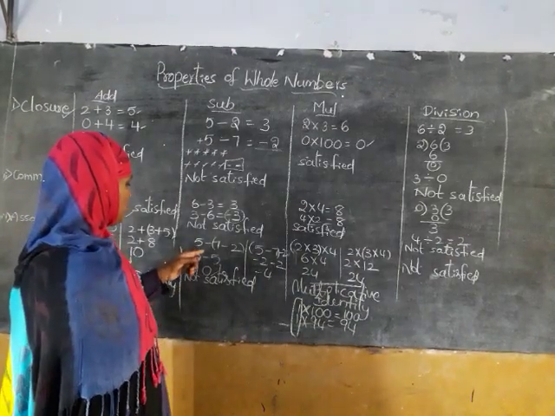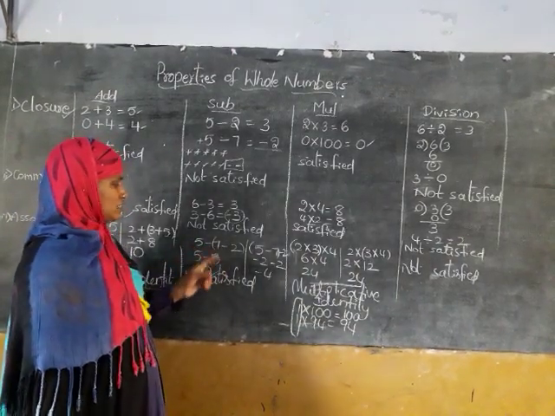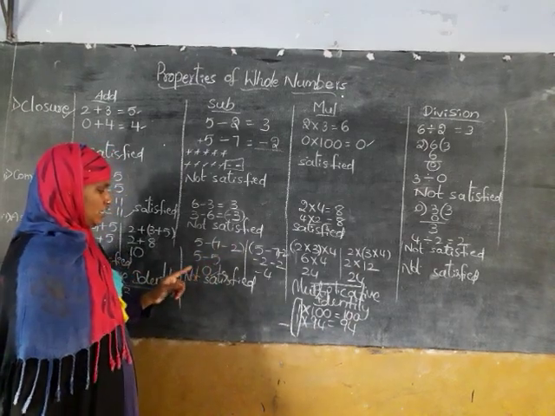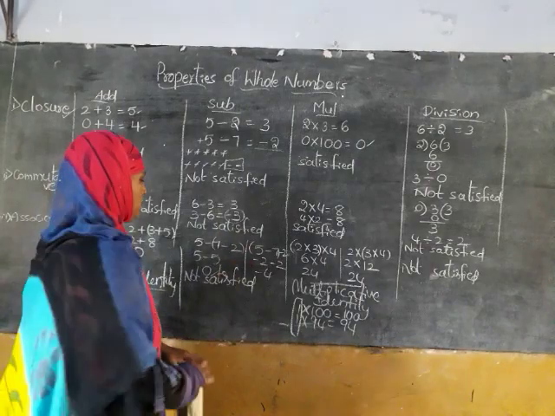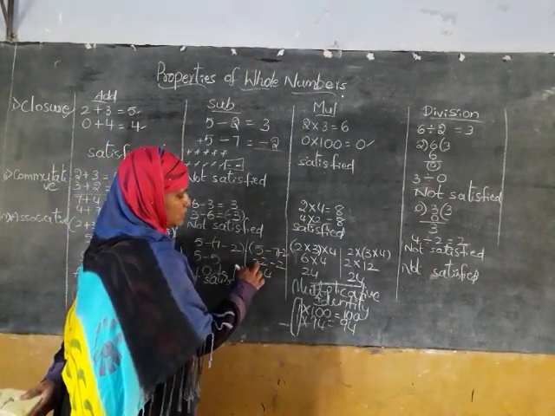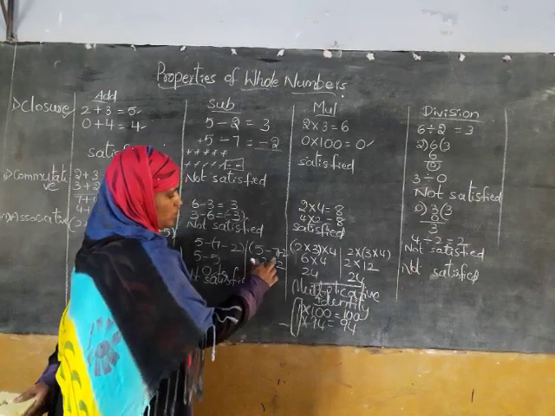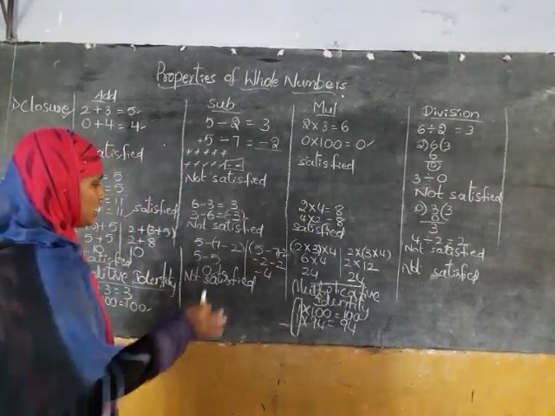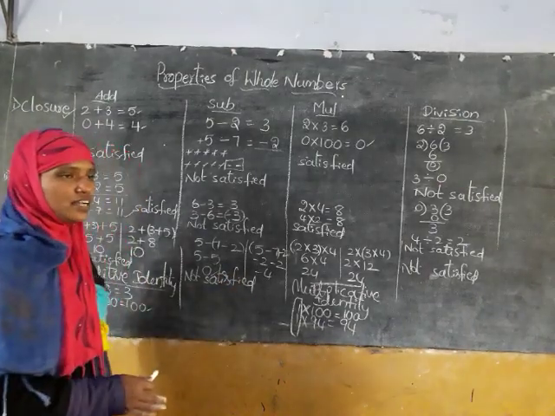Come to subtraction. 5 minus (7 minus 2). 7 minus 2 equal to 5. 5 minus 5 equal to 0. Yes. Now move to the next step. You change the brackets. (5 minus 7) is minus 2. So minus 2 minus 2 is minus 4, which is not in the set of whole numbers. From this you can say that associative property is not satisfied.